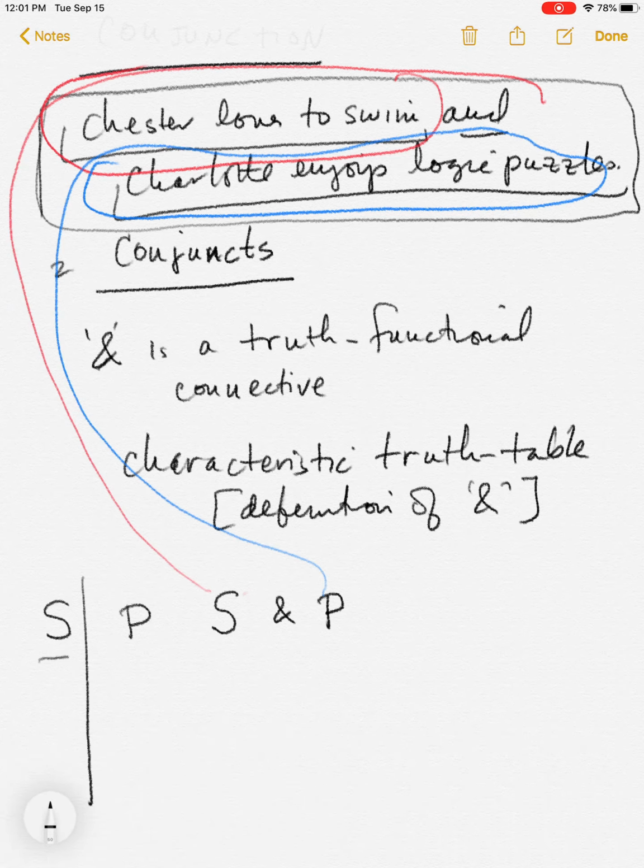Okay, so let's think about it. One possibility is that both of the sentences are true, right? That Chester does love to swim and Charlotte does enjoy logic puzzles. And if I assert the conjunction of those two, when both of the components are true, if I say Chester loves to swim and Charlotte enjoys logic puzzles, and both conjuncts are true, I hope that you see that the entire conjunction is true in that situation.